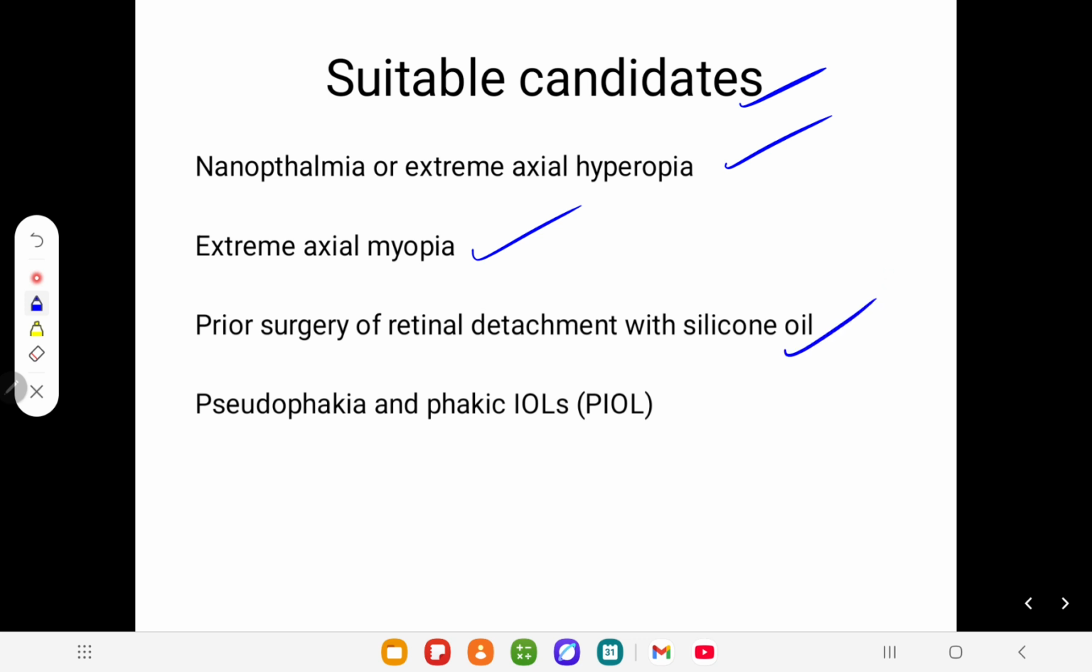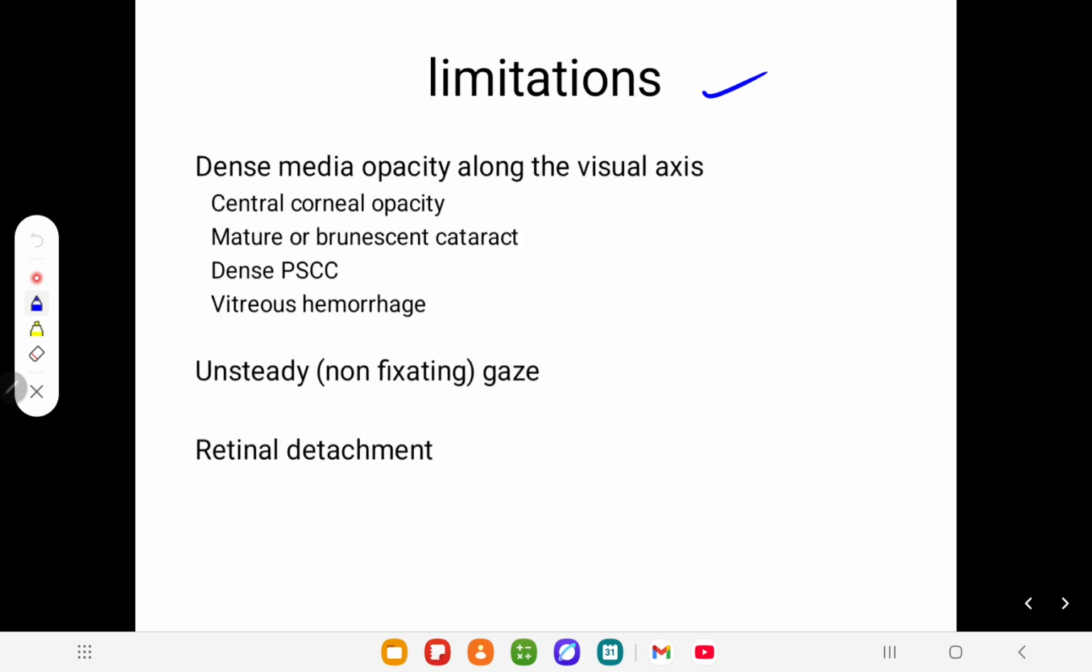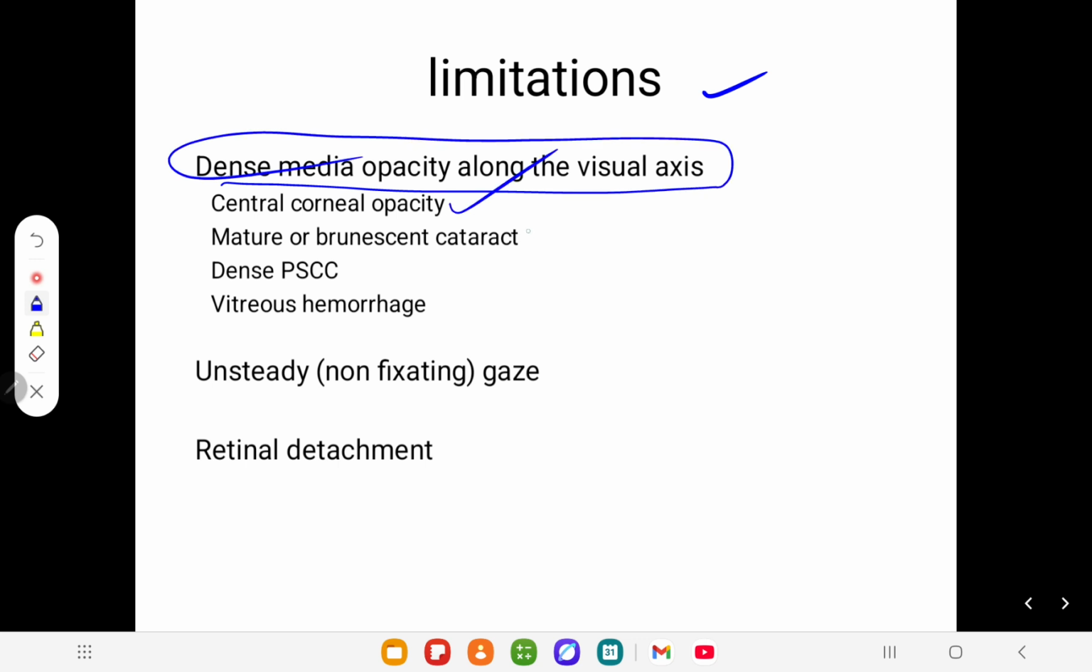of retinal detachment with silicone oil, pseudophakic or phakic IOL. It's very good. Limitations are dense media. Those are very great limitations: dense media, dense cataract, corneal opacity, mature brunescent cataract, dense PSCC, vitreous hemorrhage. These are all cases, and unsteady non-fixing gaze, retinal detachment. These cases are all very difficult with IOL Master. So in that particular case, we found that the immersion technique, even applanation techniques, are better.